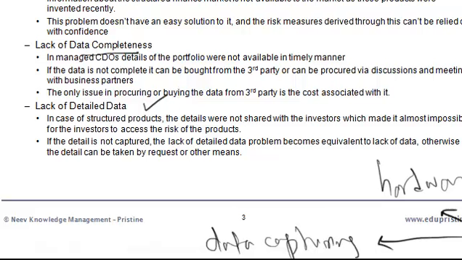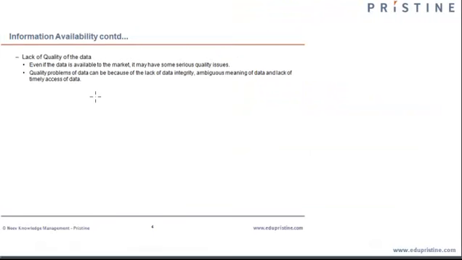The last reason being low quality data contains more noise and may not provide the right risks posed to the organization and the relevant stakeholders. Quality issues can arise because of lack of data integrity, data being available but meaning not clear, and lack of timely access of data.